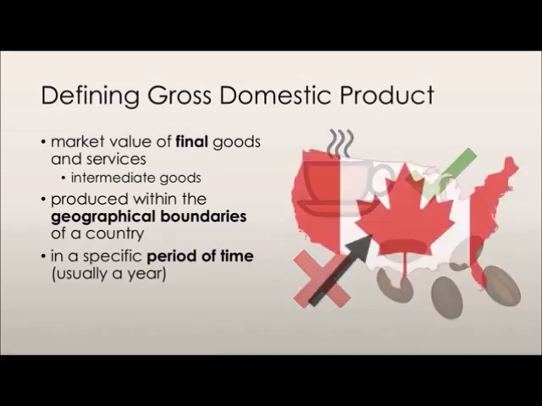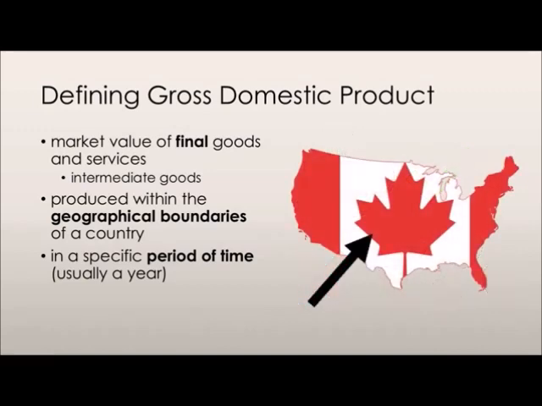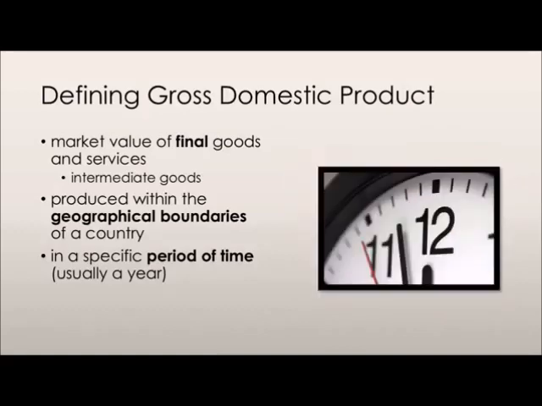Second aspect, GDP only includes goods and services produced within a country's geographical boundaries at a particular time. So anything, for example, produced outside of Canada is not counted as part of Canada's GDP. GDP also measures production only within a given period of time, and this is usually 1 year. Now, standard of living is said to rise when GDP rises as well.